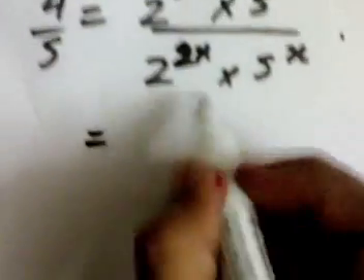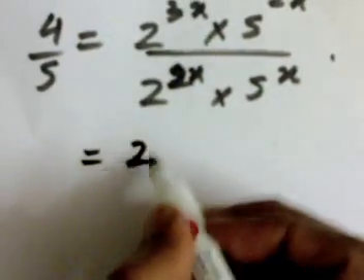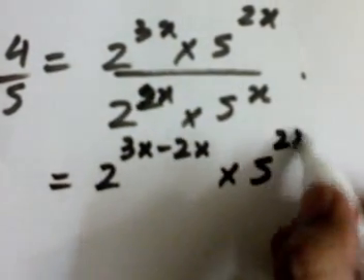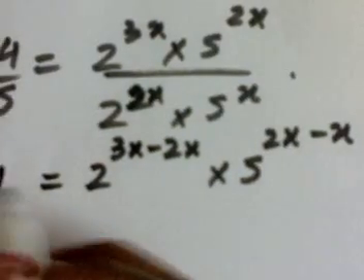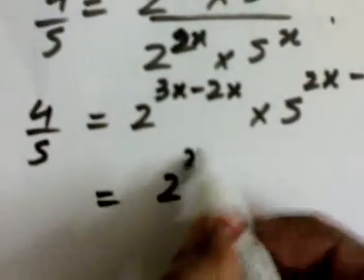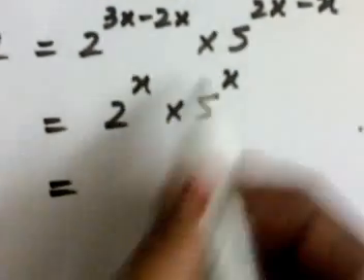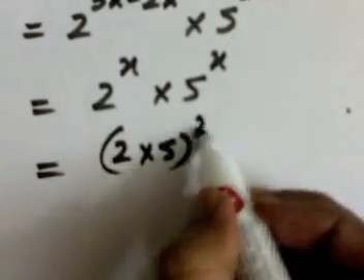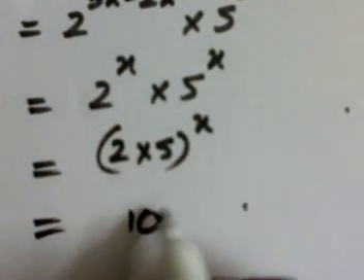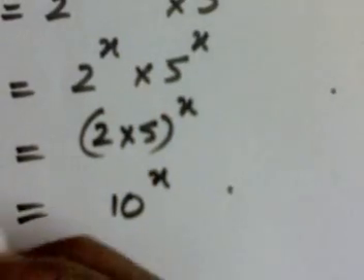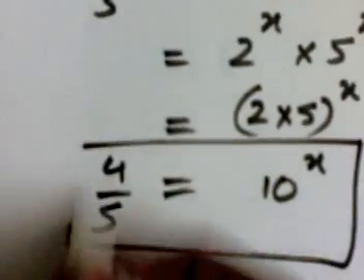On this side bases are same, so powers will subtract from each other, and if the bases are same, again in the process of division they will subtract. This will become 2 raised to power x into 5 raised to power x. You see the bases are different but powers are same, so I can combine the bases. So this becomes 10x. The power is combined on that 10x, and this has become 4 by 5. So this is the required answer.